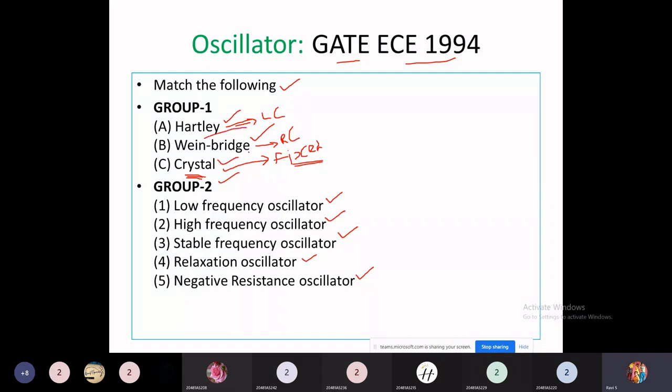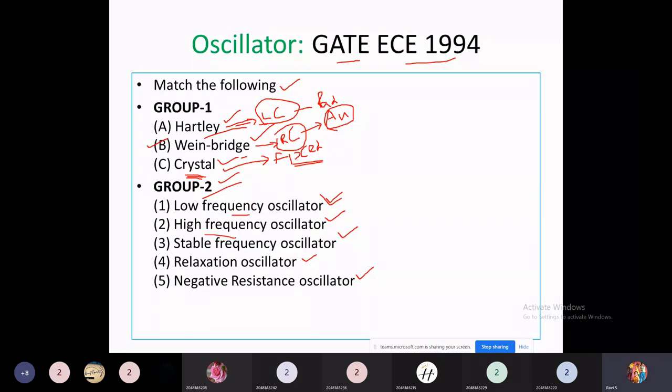Whereas with Hartley oscillator and Wien bridge oscillator, we have the options to change the value of either LC or RC so that we can vary the frequency. This LC oscillator normally is suitable for radio frequency oscillation, very high frequency oscillations. Whereas RC oscillators are suitable for audio frequency oscillations, right? So with this idea, let us check the answers one by one. Low frequency oscillation. Low frequency means audio frequency oscillation. So among the three, Wien bridge oscillator is the low frequency oscillator.